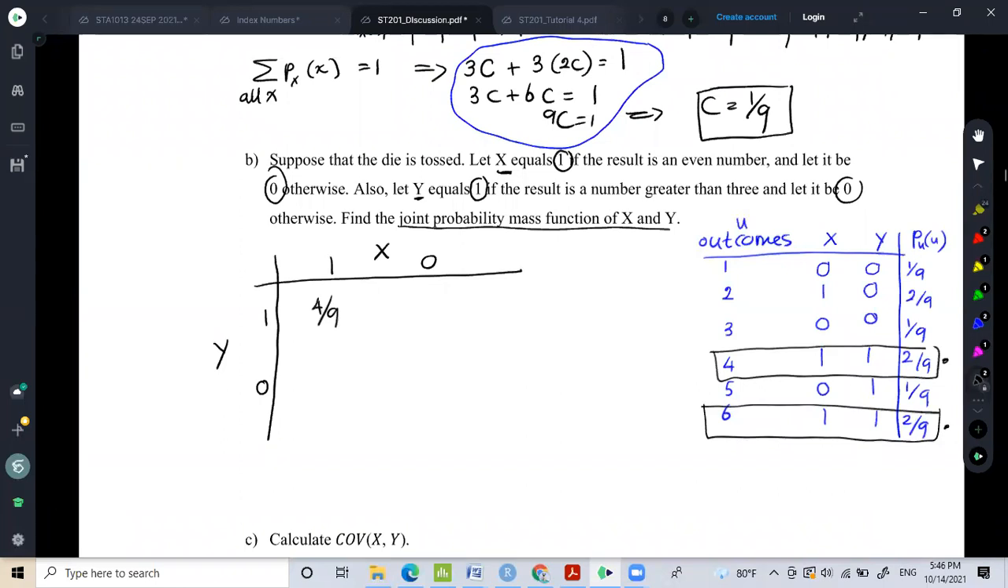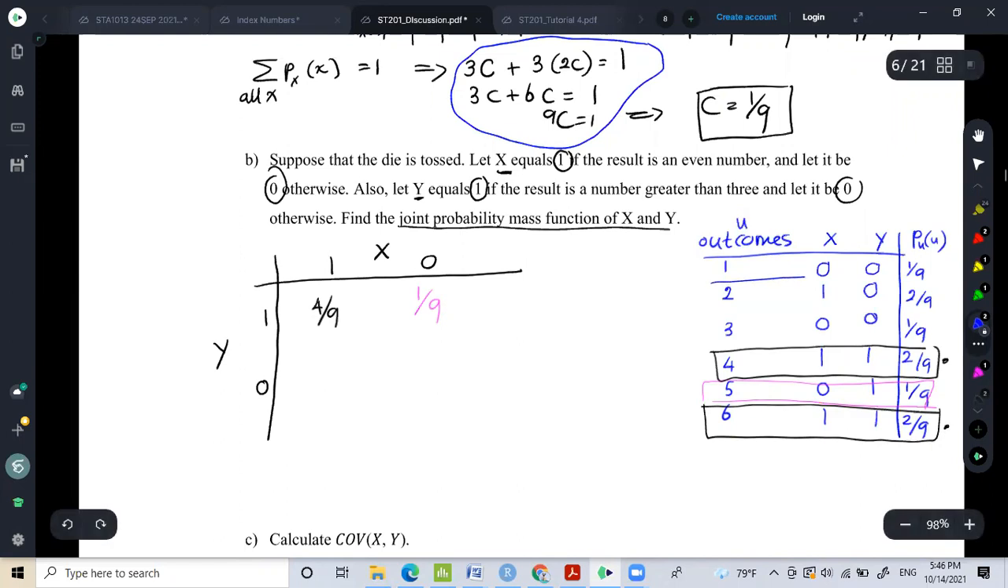When x is 0 and y is 1. Where do we have x is 0 and y is 1? We have only 1. See, this one is when x is 0 and y is 1. So what is that probability? 1 over 9. Okay. Then we have when x is 1 and y is 0. Use another color. So here's the one. Again, just one answer is there. X is 1 and y is 0. And what is that probability? 2 over 9. So there goes 2 over 9.